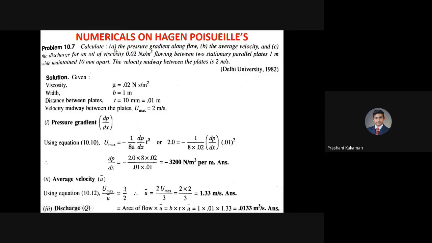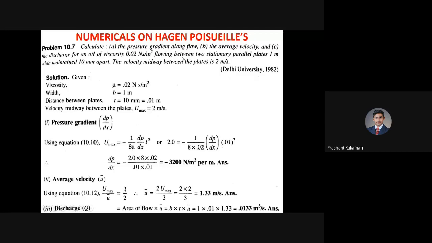The first point is we need to calculate the pressure gradient along the flow, that is P1 minus P2. Next we have to find out the average velocity, U bar. Then the discharge for an oil of viscosity 0.02 Newton second per meter square. Luckily in this problem they have not mentioned poise again. They have directly given it in SI units, that is 0.02.